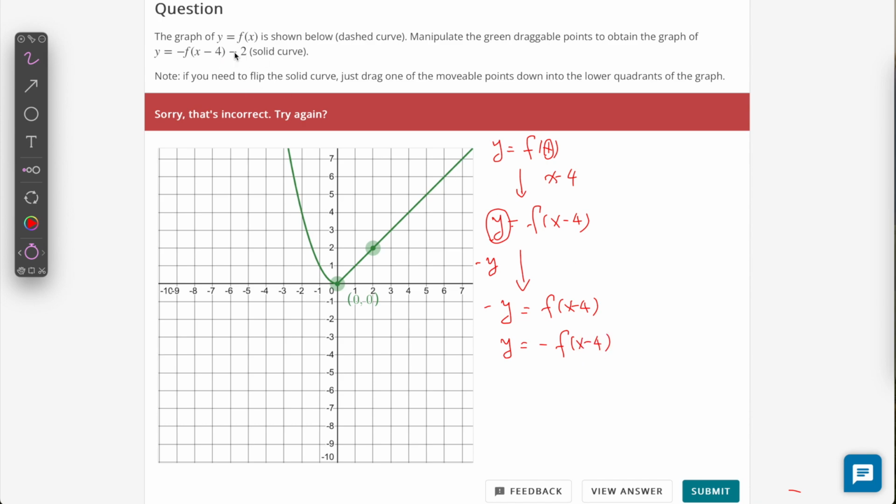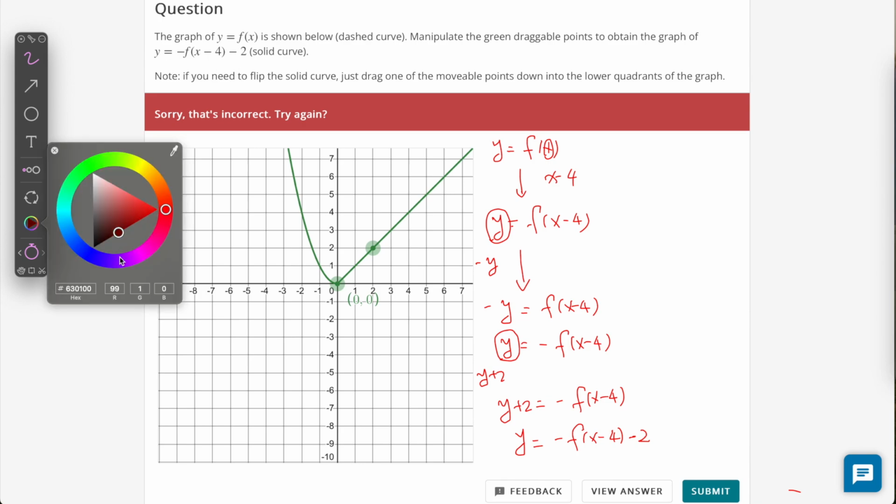Next, I need to get this -2 by replacing the y with y plus 2. So y plus 2 equals negative f of x minus 4. And then bring the 2 to the other side, so that gives you y equals negative f of x minus 4 minus 2. So that's how we construct the first sequence to match the resulting function.